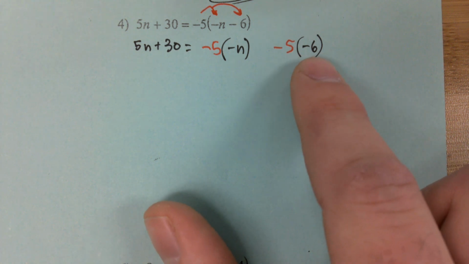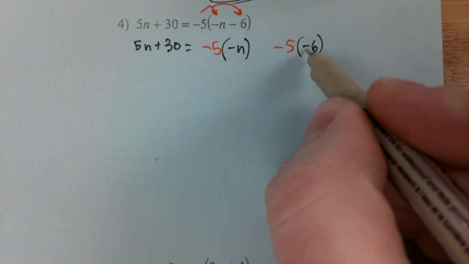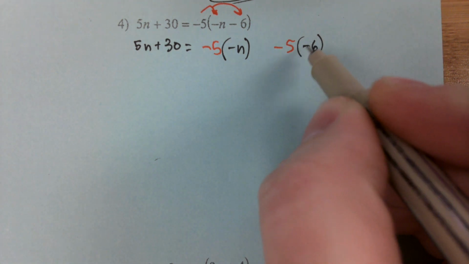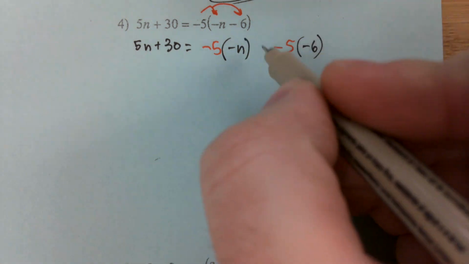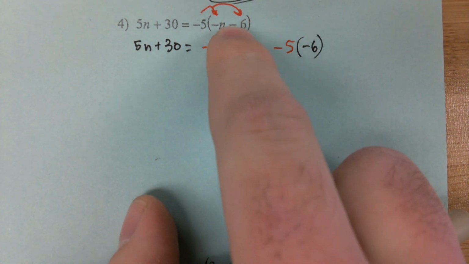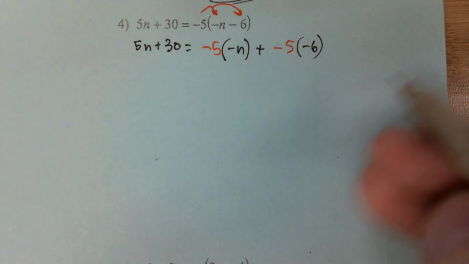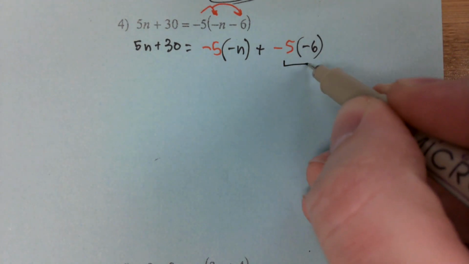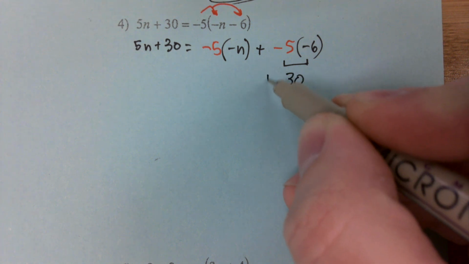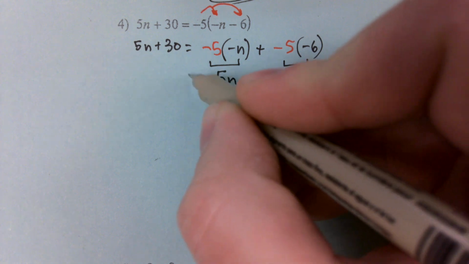So if you, this is where things get tricky, and it's even kind of a hard idea to explain. So we can do one of two things. If we keep the negative sign on the 6, then we have to put a plus in between our terms, even though there's a minus sign in between. So we either have to stick the minus sign on the 6 or keep it in the middle. Okay, either one is fine. So negative 5 times negative 6 gives us positive 30, and negative 5 times negative n just gives us 5n.